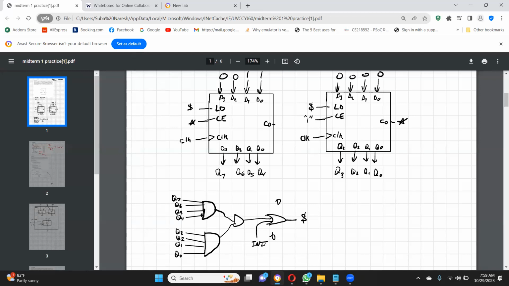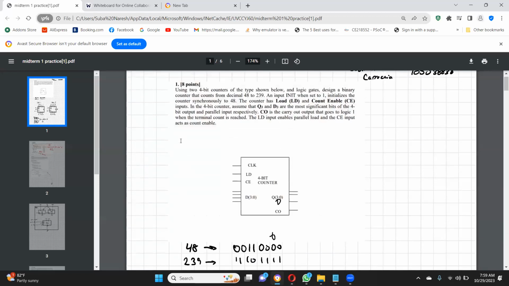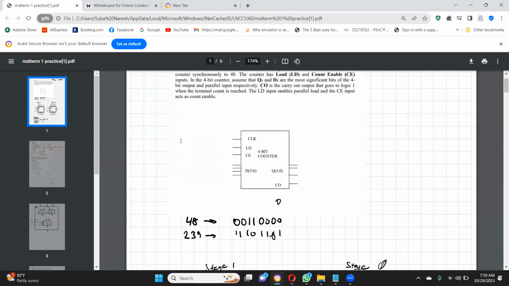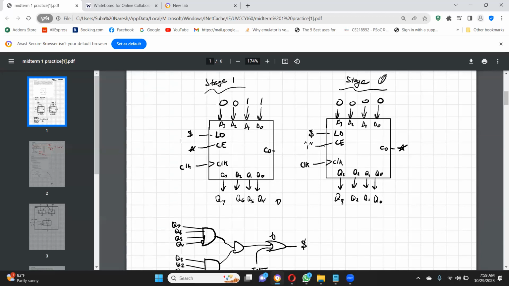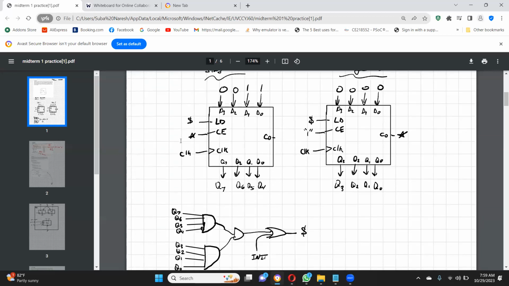You have to design for that. There should be a clear input, and after 239 is reached, your clock should be disabled. A simple one. You are not designed for that. This is not a complete design. Don't worry. Don't get complicated. The clock will stop counting when clock equal to zero. When load is up, load should also be zero, right?